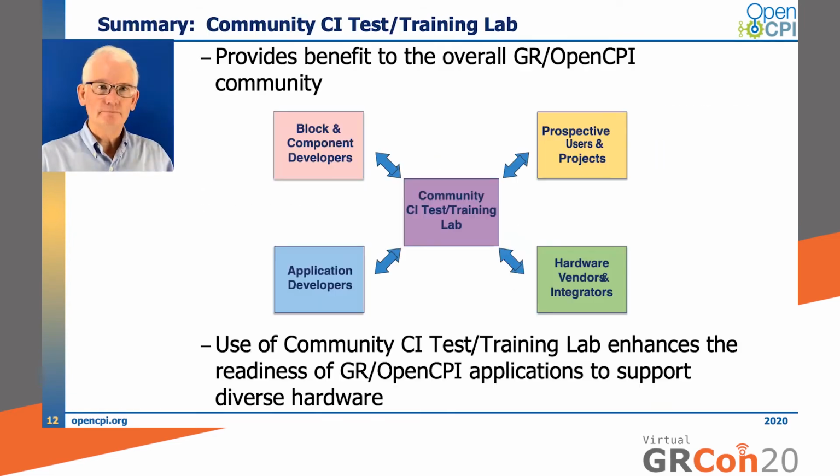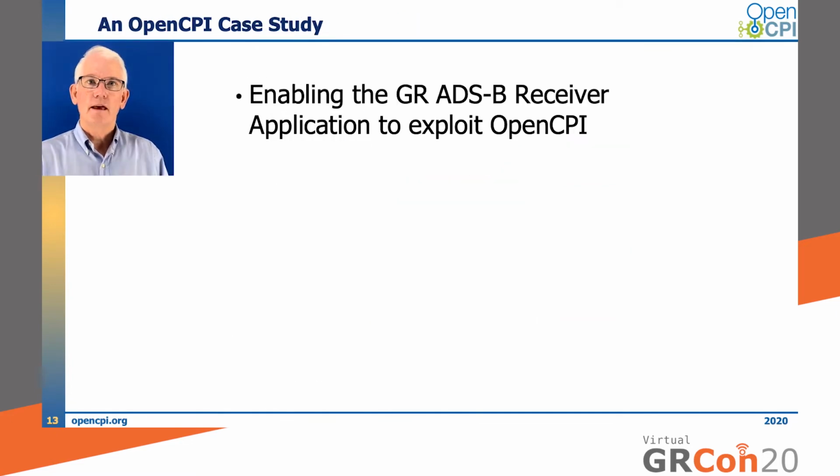In summary, the Community CI Test and Training Lab is going to provide benefits to the overall GR OpenCPI community. The use of the Community CI Test Training Lab enhances the readiness of GR OpenCPI applications to support diverse hardware. Now I'm going to turn it over for part 2 of the talk, an OpenCPI case study, which will be presented by Willie Thompson of Centauri Corporation. He's going to talk about enabling the GR ADS-B receiver application to exploit OpenCPI.